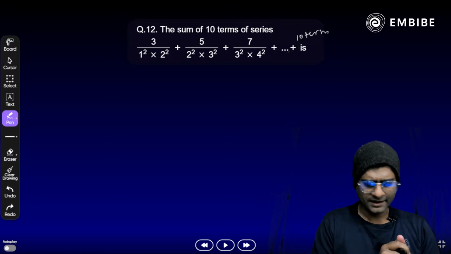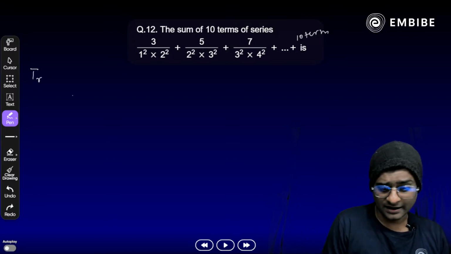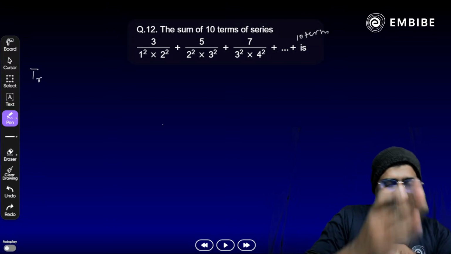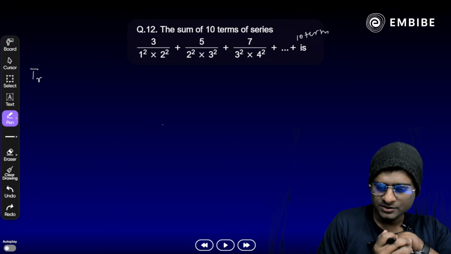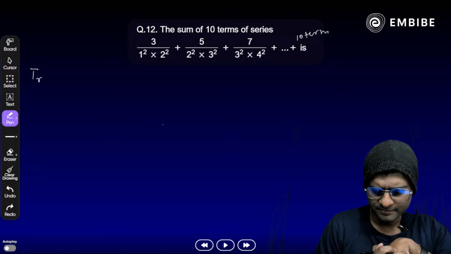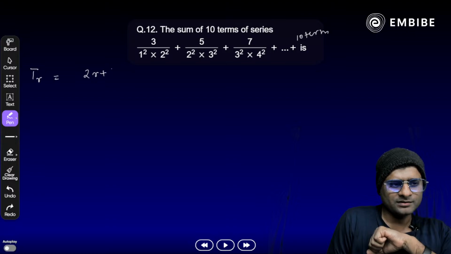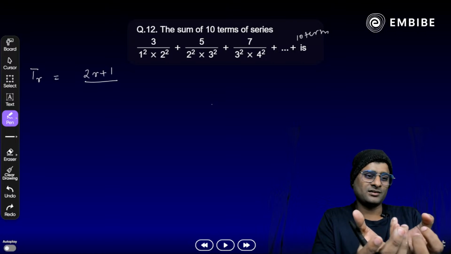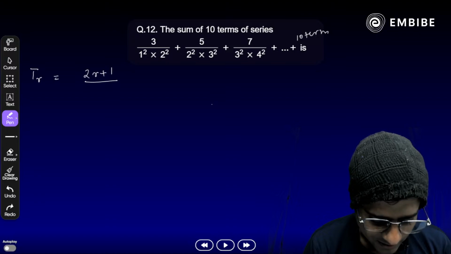कुछ नहीं करना है, सबसे पहले क्या निकालते हैं हम? The rth term find करते हैं. So can anyone tell me the rth term here? Just the rth term, the answer is not needed. Think about it. 3, 5, 7. ये तो आपका odd number है numerator में. So that should be 2r plus 1, divided by, now look at the denominator: 1 squared into 2 squared, 2 squared into 3 squared, 3 squared into 4 squared. Okay Anushka, 2r plus 1 upon r plus 1.